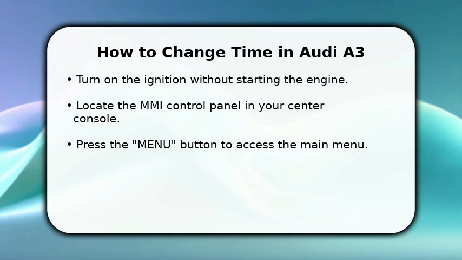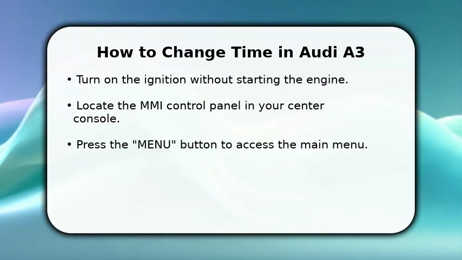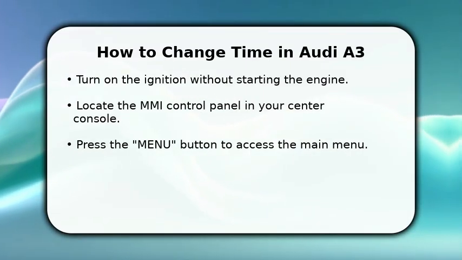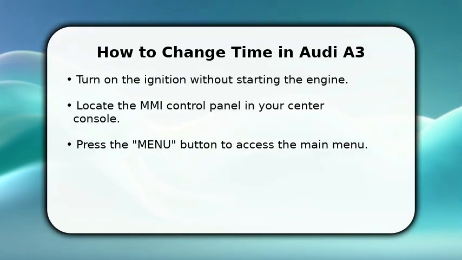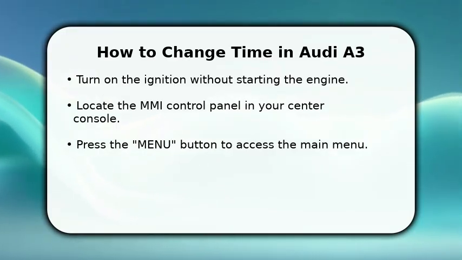In this video, I will explain how to change the time in your Audi A3. First, ensure your car's ignition is on, but the engine is not running. Next, find the MMI control panel, usually located on your center console.